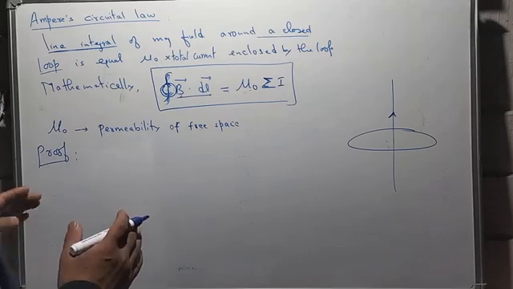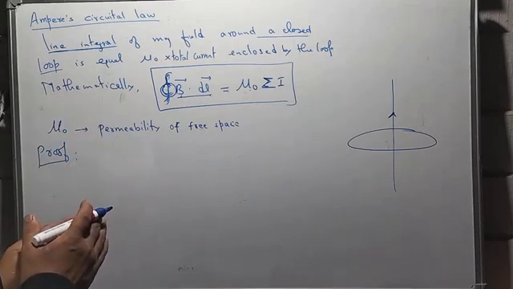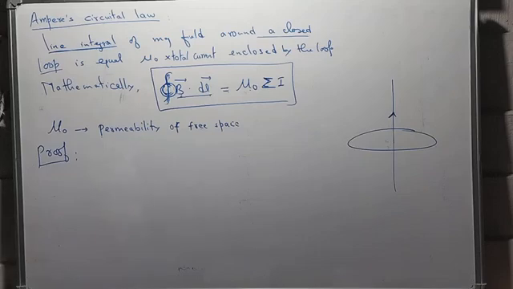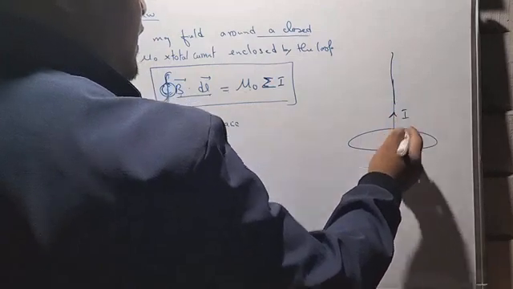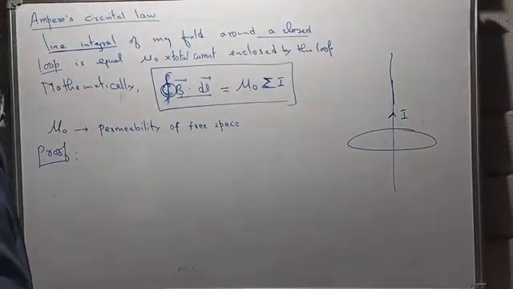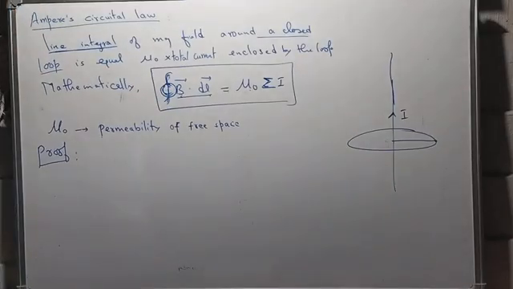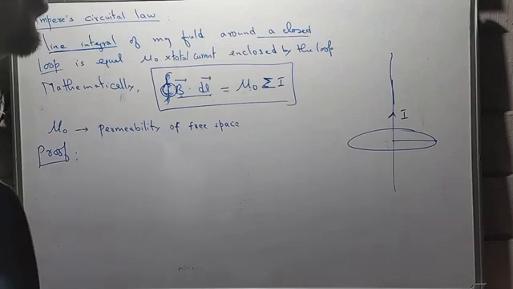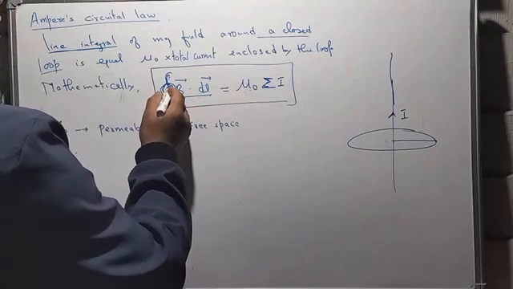Please remember that this mu naught here is the permeability of free space. If this is my conductor, let's say it carries a current I in the upward direction, and the conductor is lying in free space or in vacuum. Then I have this mu naught, because mu naught is used when the medium is vacuum or free space.